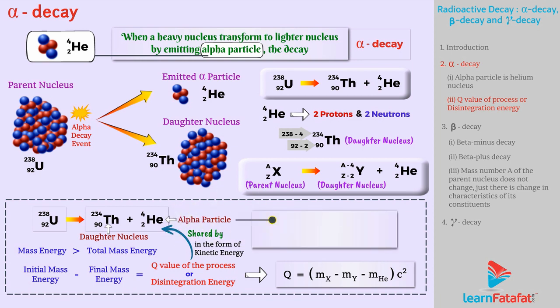Alpha decay obeys the law of radioactivity, that is, N equals N0 e to the power minus lambda t, or R equals R0 e to the power minus lambda t.